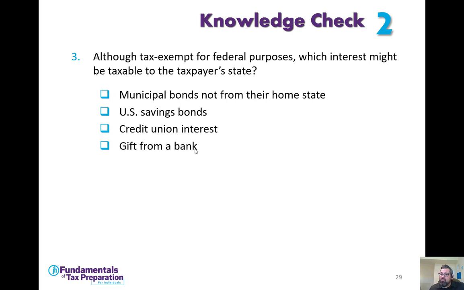Although tax exempt for federal purposes, which interest might be taxable to the taxpayer's state? Okay. So tax exempt for federal purposes, that means the state can tax it. And if it's state or below, it's exempt on the federal. That doesn't mean that the state can't tax it. So we're looking at municipal bonds because they're state or below. They are exempt from federal, but they're not exempt from state. Okay.